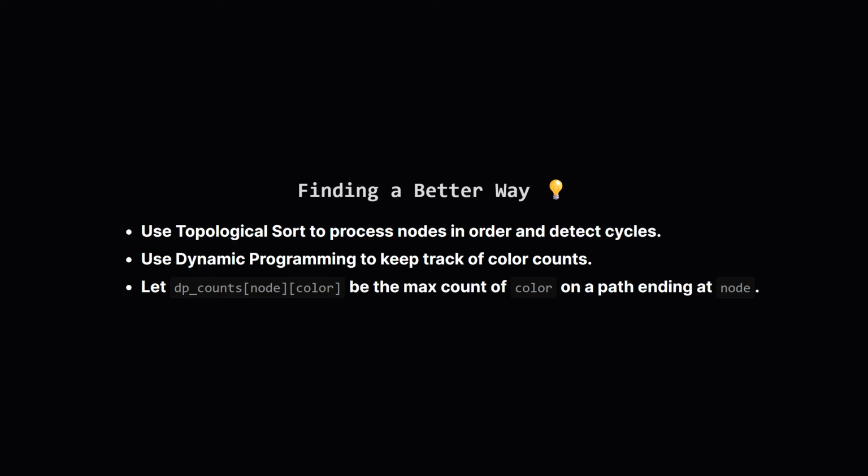Since it's a directed graph and we care about paths and cycles, topological sorting sounds like a good starting point. It processes nodes in an order, such that for every directed edge from node U to node V, U comes before V in the ordering. If we can't process all nodes this way, it means there's a cycle. Now, for the color counts, we can use dynamic programming. Imagine we have a table, let's call it DP counts. For each node, and for each possible color, we'll store the maximum number of times that specific color has appeared on any path that ends at that particular node.